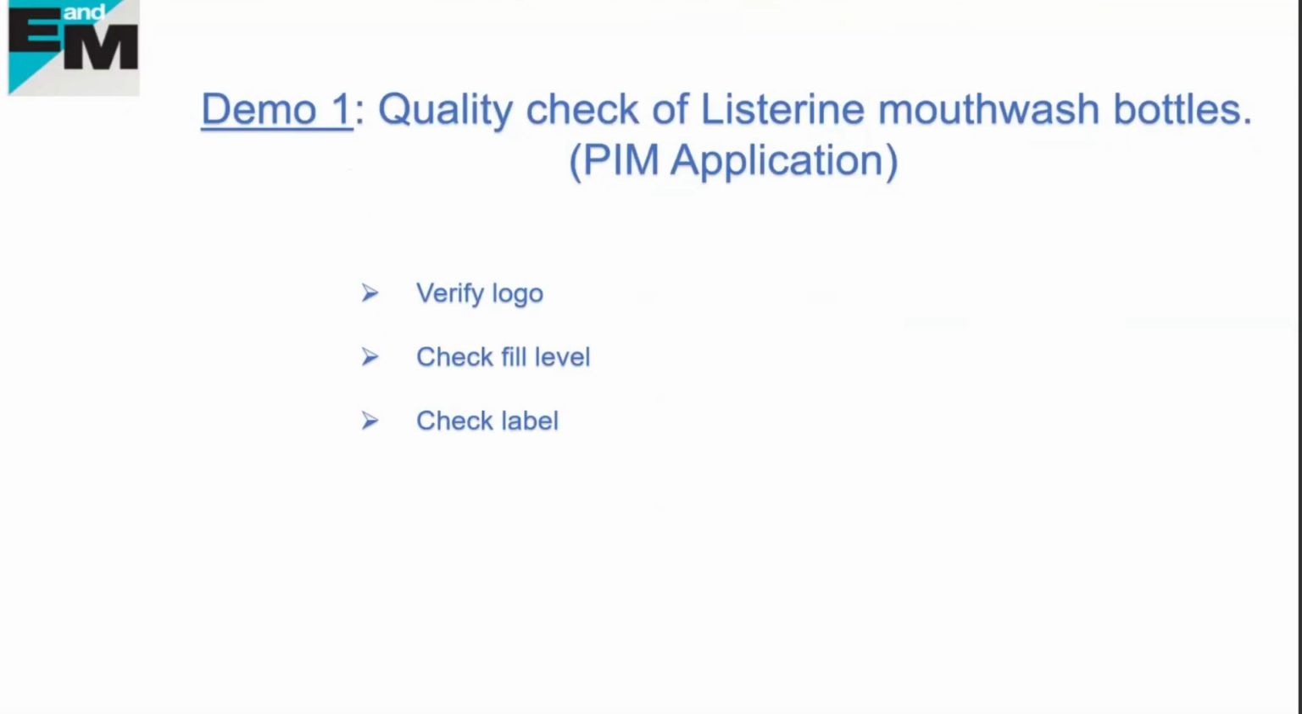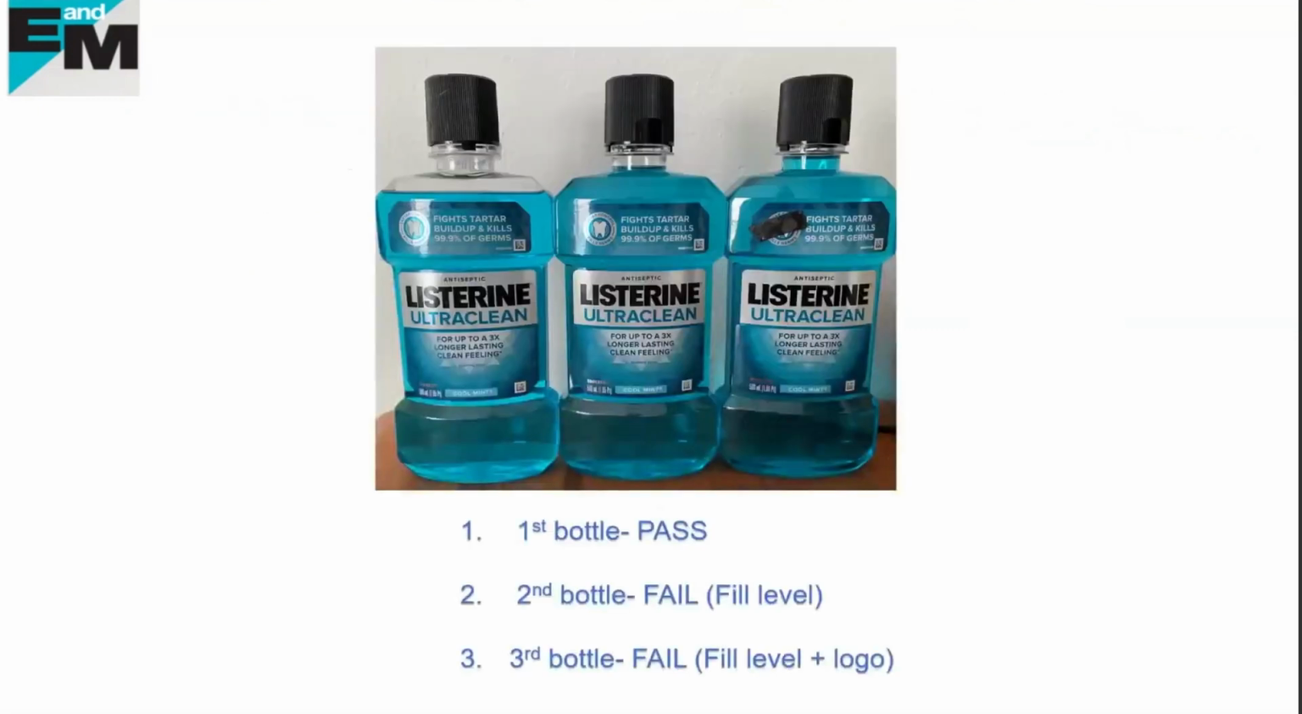So in this one, we'll be using all the PIM tools as I'll be explaining in my demo. And I'll be using three targets in my demo. The first one would be a pass because it has certain fill level. There's a logo present, which is this one. And the placement of the label, this label. So I'll explain in details in my demo.